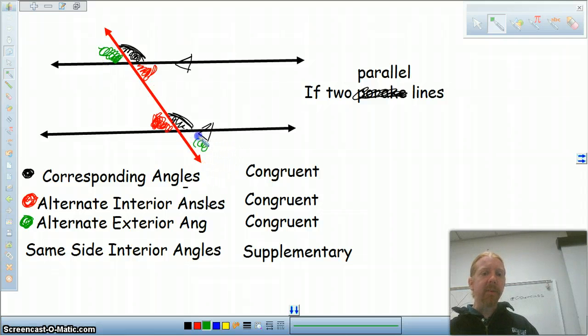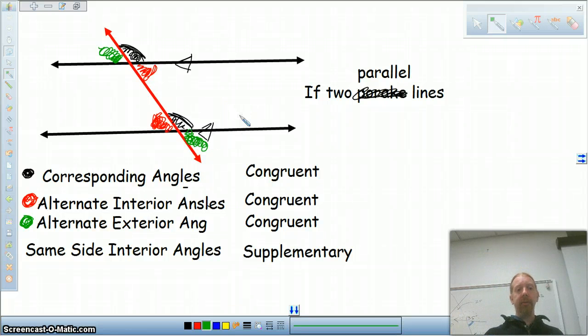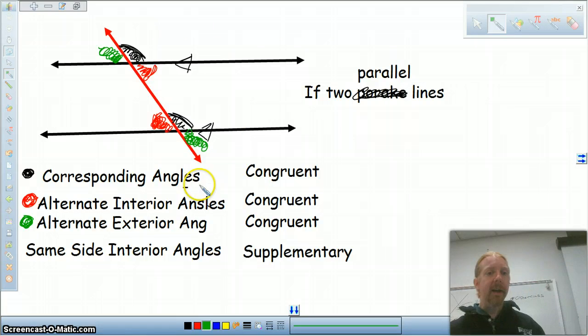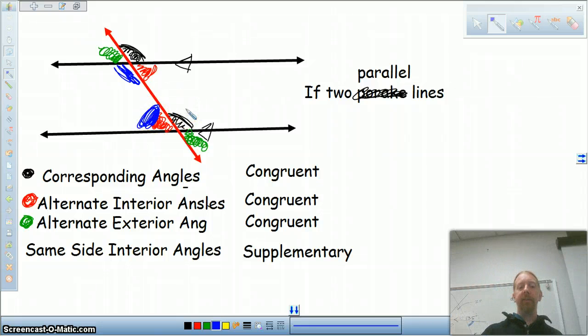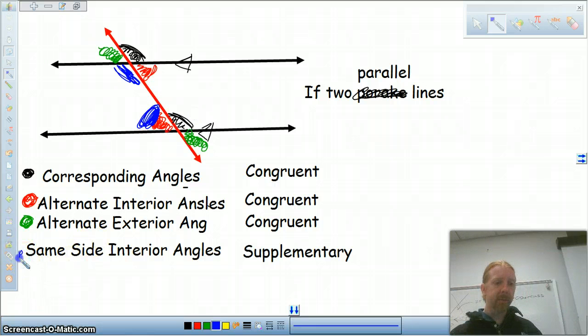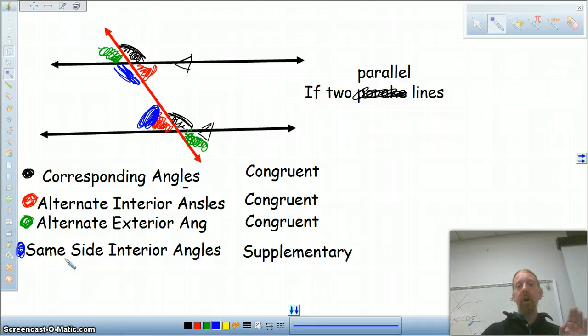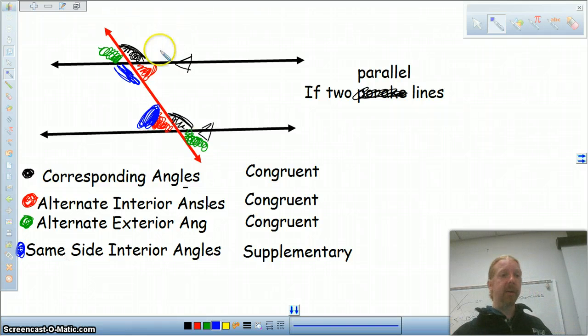Now notice how they're on opposite sides of the transversal. Alternate angles are on opposite sides of the transversal. And then finally, same side might be this angle here and this angle here. Those would be my same side interior angles. So we have four theorems. All of them start with if two parallel lines are cut by a transversal, and they all end with some related property.